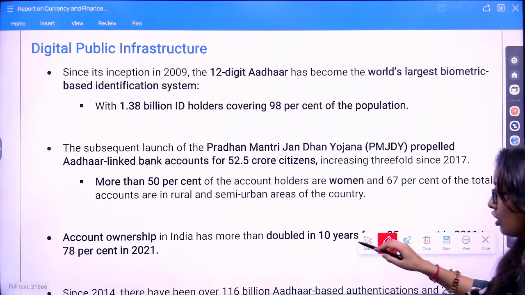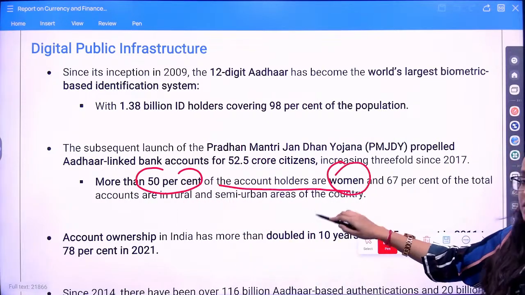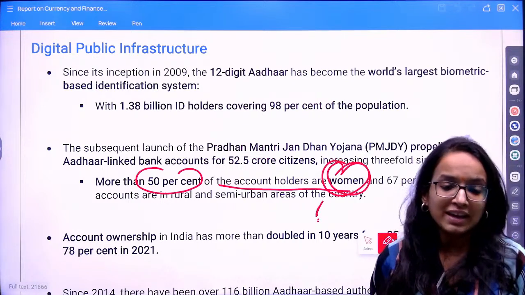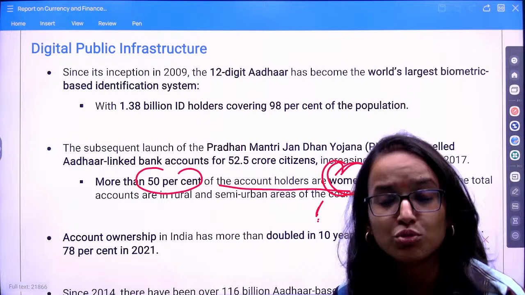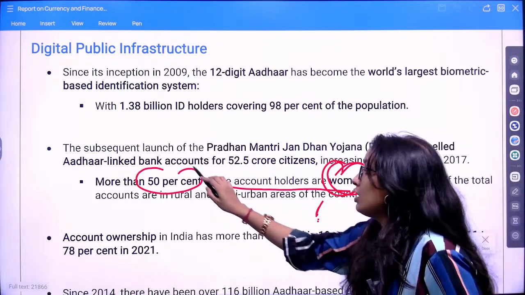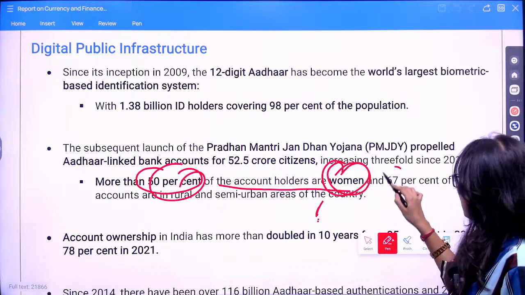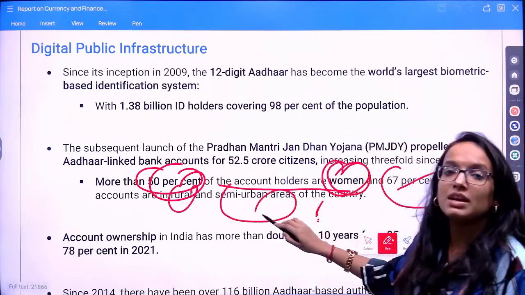Also, more than 50% of the account holders are women. This is again important. This is data related to women empowerment. Any data related to women becomes important for your examination as well, both for phase 1 and phase 2. So more than 50% of the account holders are women. Remember this. And 67% of the total accounts are in rural and semi-urban areas. This is the success.